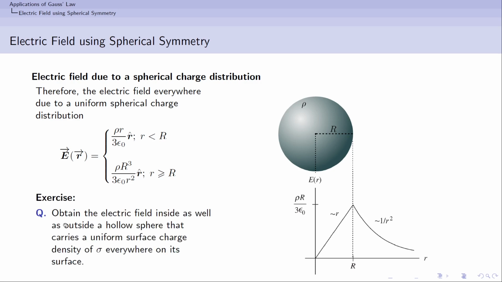So this is one problem. I'll leave it to you to try it for yourself. You need to find out the electric field inside as well as outside a hollow sphere. So instead of a solid sphere, we consider a hollow sphere. And this hollow sphere, let's say it contains a uniform charge density of sigma. So instead of the charge being distributed over the entire volume, we have a shell. The charge is distributed on the surface of this shell, and the surface charge density is sigma.